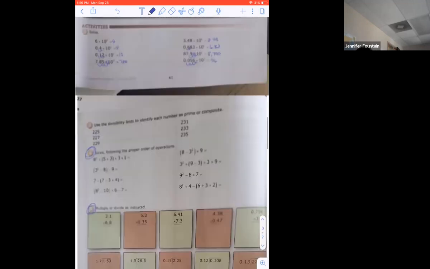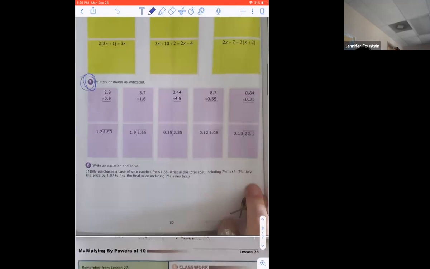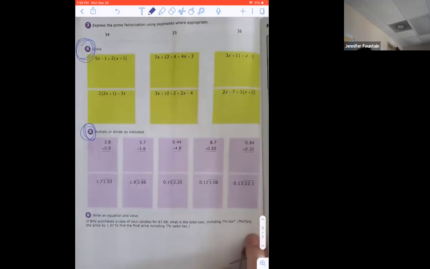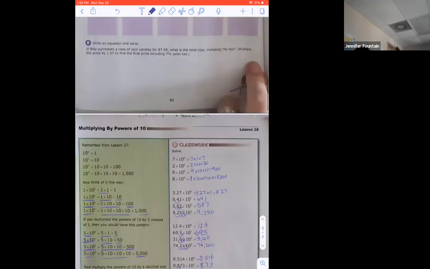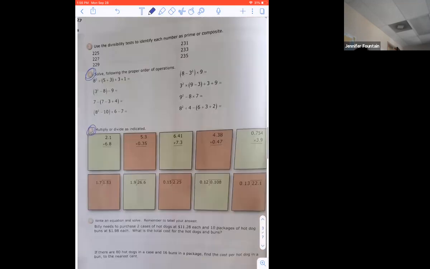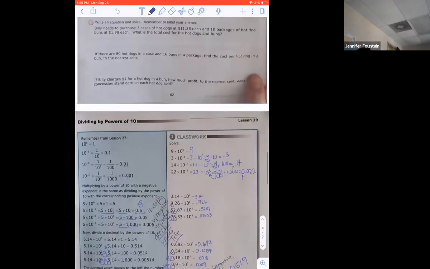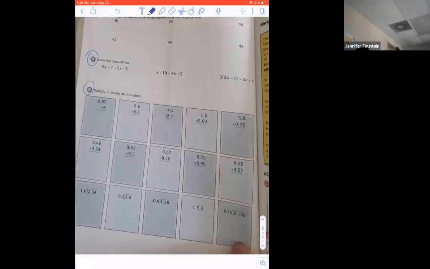Okay, so let's see, we've got page 60, activities 4 and 5. We have page 62, activities 4 and 5. And then 64, activities 4 and 5. So 60, 62, 64, all activities 4 and 5. And we can go ahead and start working on those now.